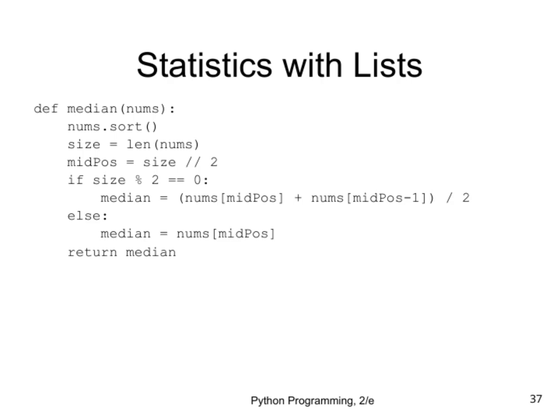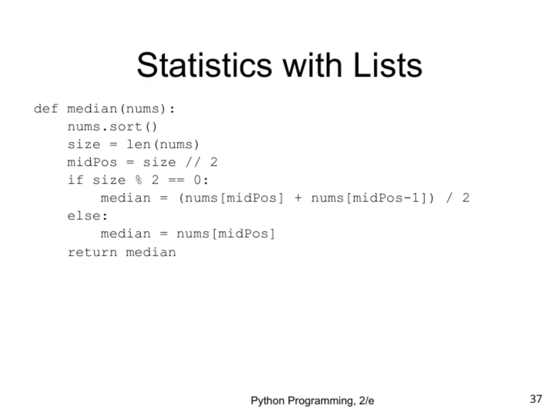Now, here's where it gets interesting. We check if the size of the list is even, using size % 2 == 0. If it is, the median is actually the average of the two middle numbers, which are at positions midpos and midpos - 1. We add those two values together and divide by 2. If the size is odd, then the median is simply the middle element at index midpos. Finally, we return the calculated median.